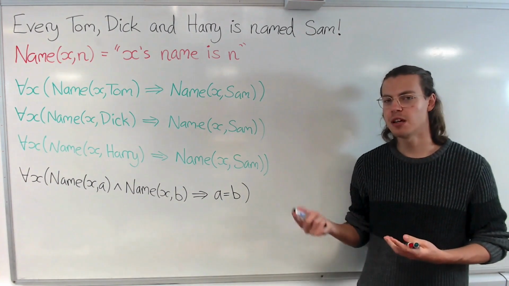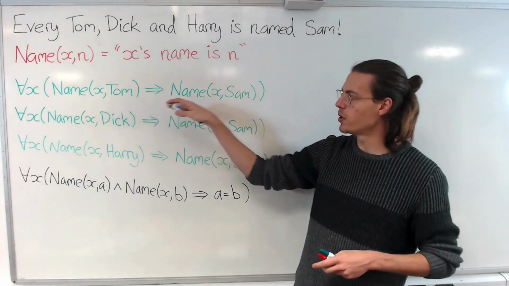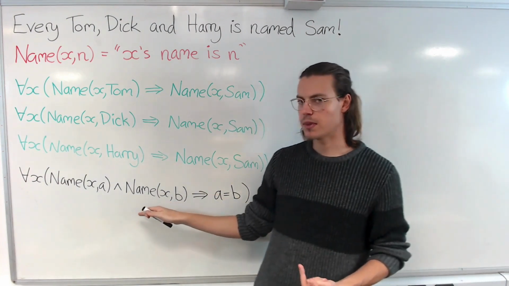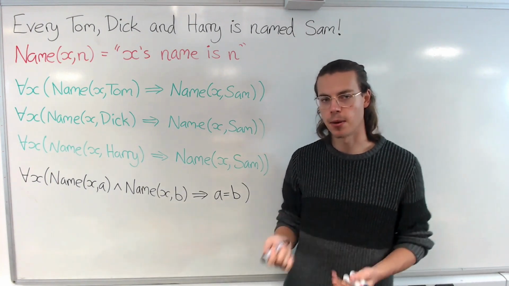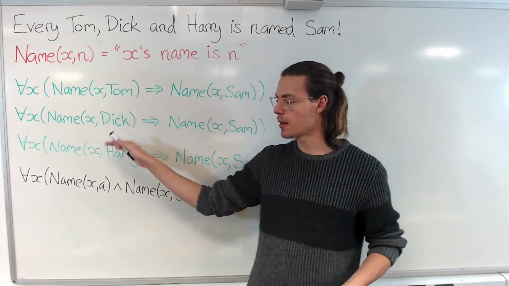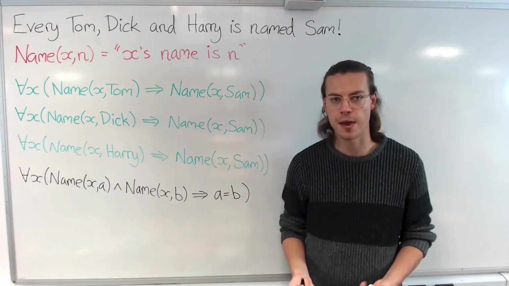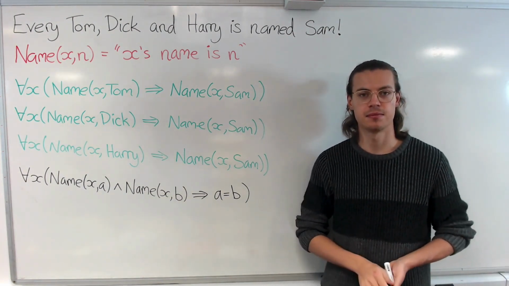Now, if your name is Tom, then by this first expression, your name is Sam. But since every person has exactly one first name, your name can't be Tom. And the same goes for the name Dick and the name Harry. So we can conclude that there are no Toms, Dicks, or Harrys.